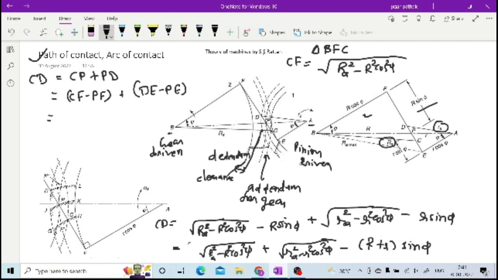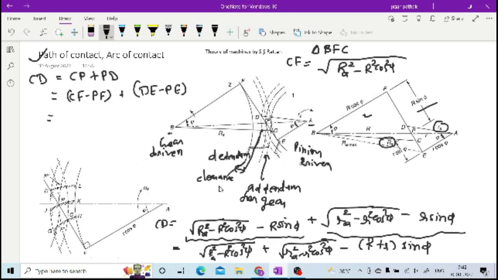If you observe clearly, this particular CP is achievable from the data of your gear, and this particular PD can be calculated from the data of your pinion. So this is how you have your path of contact. In this, path of approach and path of recess are there. Path of approach is CP and path of recess is PD. Path of approach means engagement starts, and path of recess means disengagement starts. So this is how you have your path of contact.